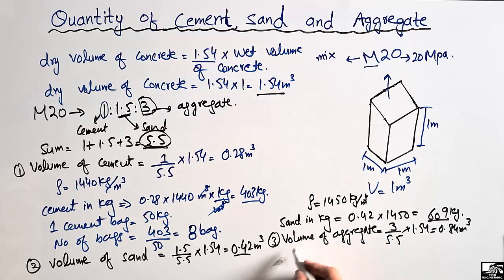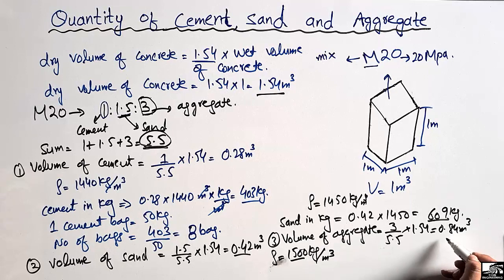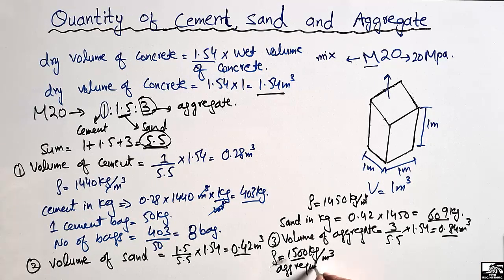Now the aggregate in the unit of kilogram, we want to find out the aggregate in the unit of kilogram, so we should know the density of the aggregate. The density, the rho of the aggregate is around 1500 kilogram per cubic meter. So if we multiply this 1500 with this, we will get the aggregate in the unit of kilogram. So aggregate in kilogram will be equal to 1500 multiplying with this 0.84. We get 1260 kilogram of the aggregate.